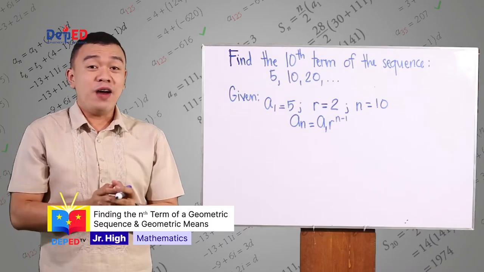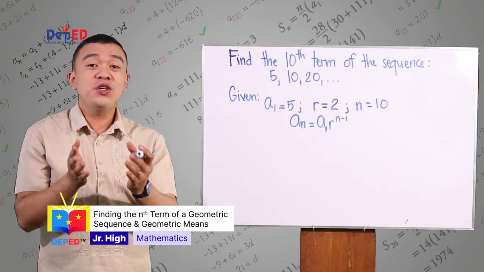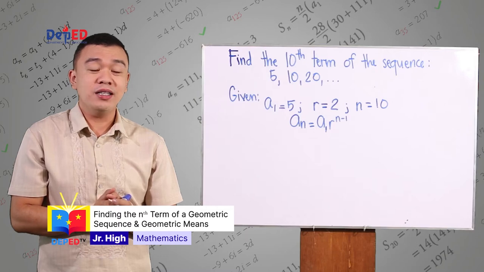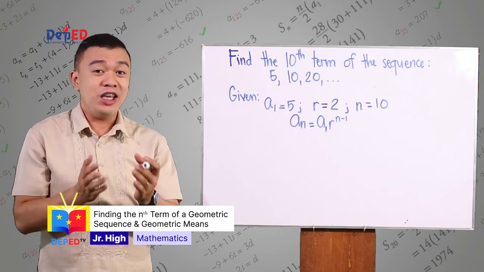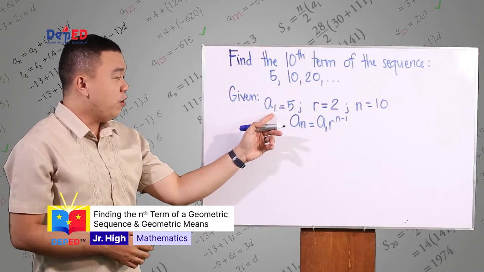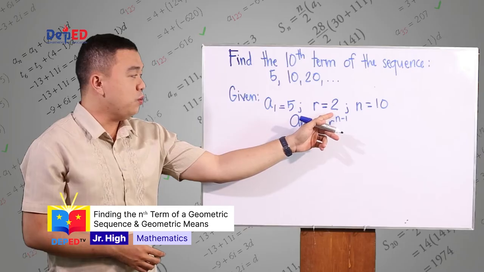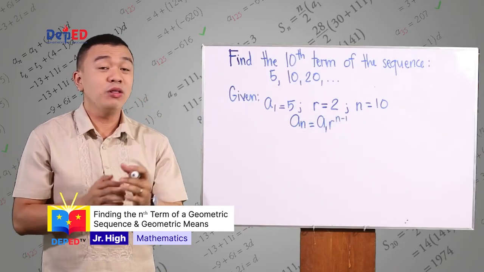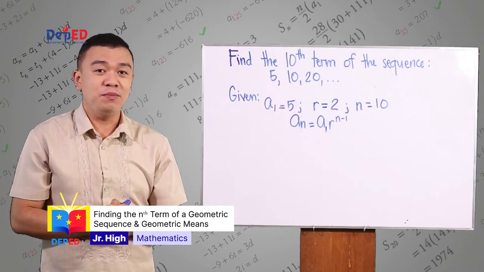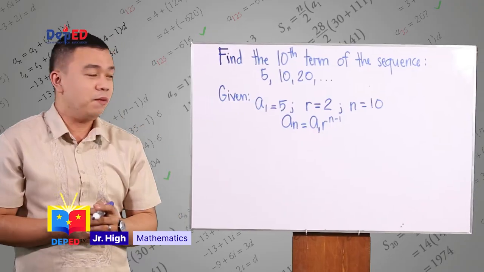Using the sequence 5, 10, 20, and so on, let's use the formula in finding the 10th term of the geometric sequence. Given a sub 1, or the first term, is 5, the ratio is equal to 2, and n is 10. Again, we are looking for the 10th term. Now, let's substitute the values in the formula.